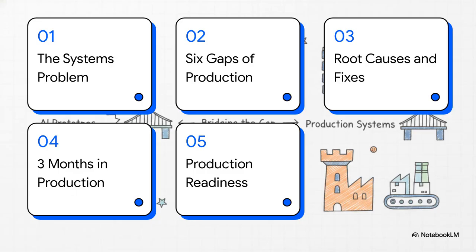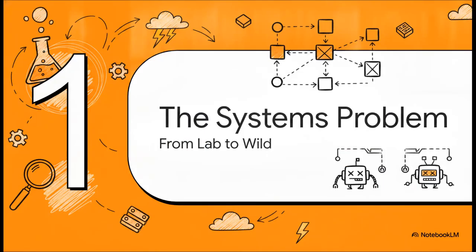To make sense of all this, we'll walk through a clear timeline today. First, we'll define the systems problem. Second, we'll break down the 6 gaps of production. Third, we'll look at the root causes and fixes. Fourth, we'll trace a system through 3 months in production. And finally, we'll build out a production readiness review. Okay, let's start with part 1, the systems problem.